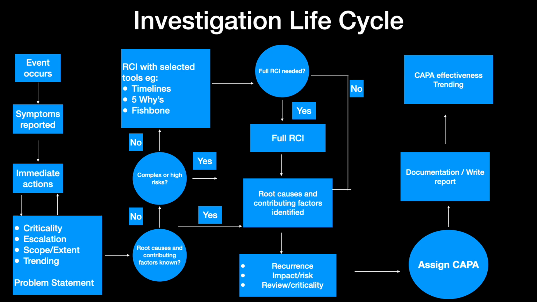So we will see what happens if the answer is yes. If yes, we will perform a full root cause investigation with the factors known, and we'll check the recurrence, impact, risk, review the criticality, and we'll design the CAPA. But if we don't know the root causes, we'll focus on the very famous and prominent tools like chronology timelines, 5 whys, Ishikawa, the fishbone diagram. We're going to see every tool in detail in this video. And finally, once the causes are confirmed, we perform the risk assessment as I said before, and then we assign the CAPA, and we do the documentation and reporting. So this is the complete investigation life cycle.